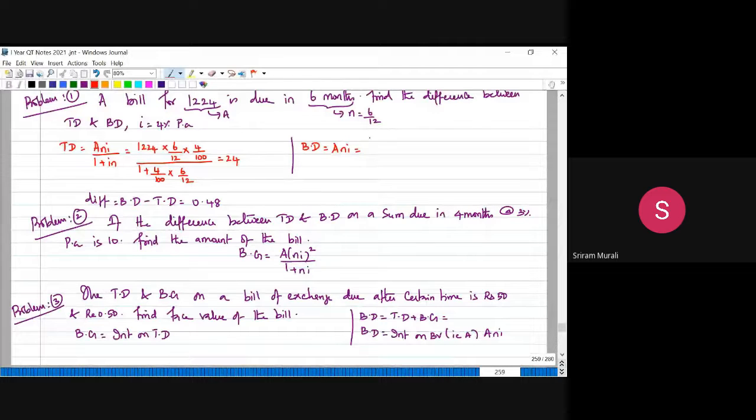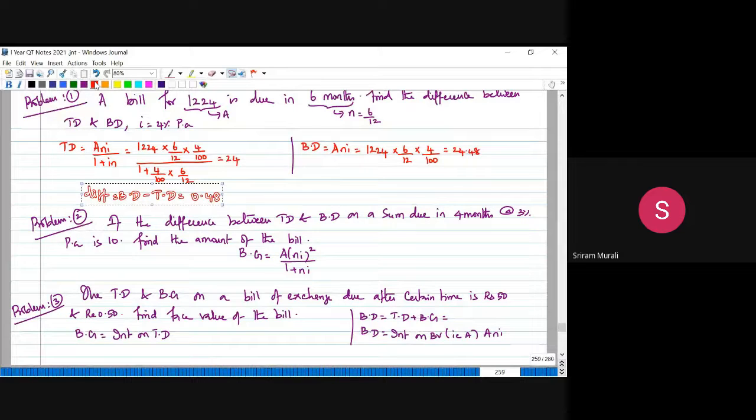Banker's discount is equal to 1224 into 6 by 12 into 4 by 100. This is equal to 24.48. So the difference between these two will be 0.48.